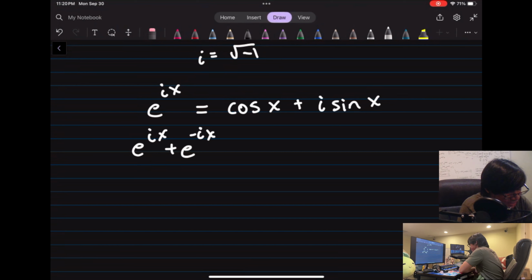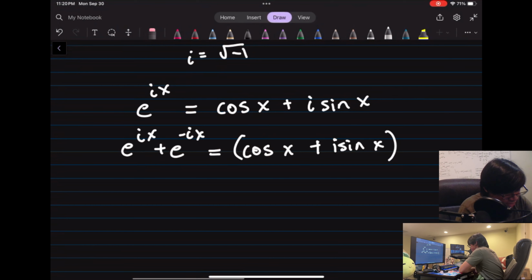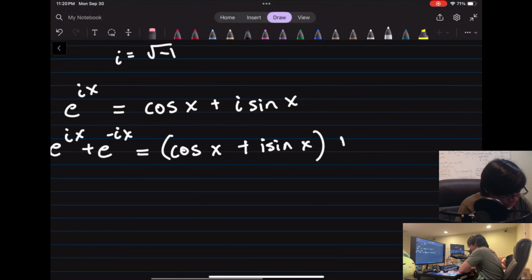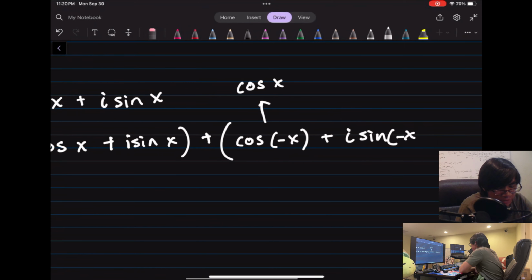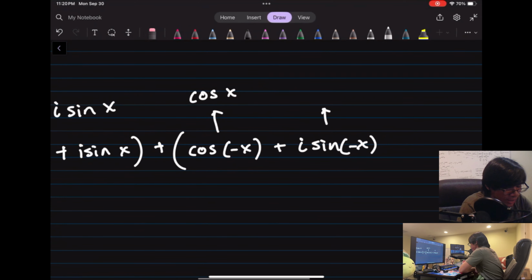negative ix. So what I'm doing is essentially copying down the first expression that we wrote before, and adding on this second expression of negative ix. So adding on cosine of negative x, since cosine is an even function, that's just the same thing as cosine x. And then we have a plus i sine negative x, while sine is an odd function, meaning this must be a negative i sine x.